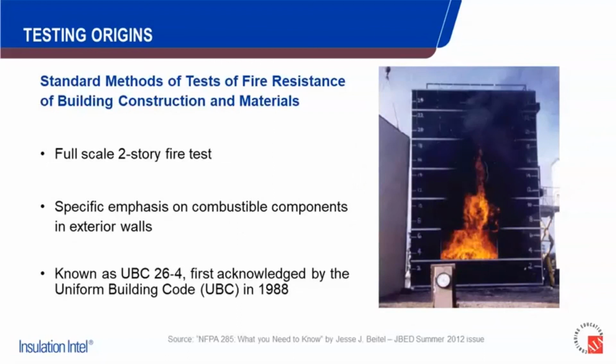And really the first test method that was developed is UBC 26-4, otherwise known as standard methods of test of fire resistance of building construction materials. It was a 2-story full-scale fire test. And there is a distinction there between your full-scale 2-story versus your intermediate scale, which is what NFPA 285 is, and I'll explain that in a second. This test was looking specifically at combustible components, the combustible components being essentially EPS, polystyrene, which was the main focus of this particular testing. It was first acknowledged in the UBC building code back in 1988.